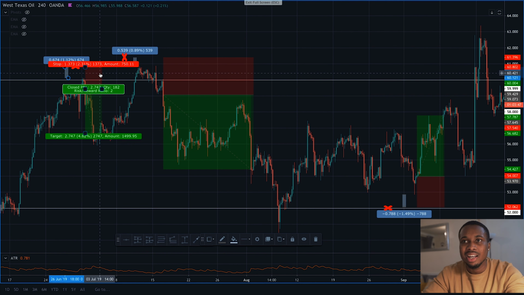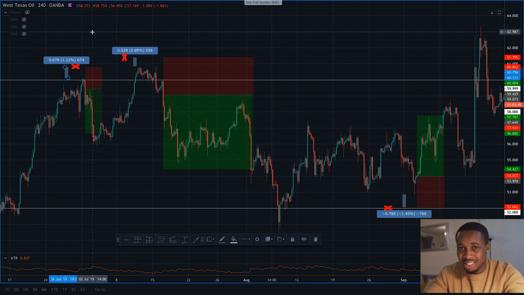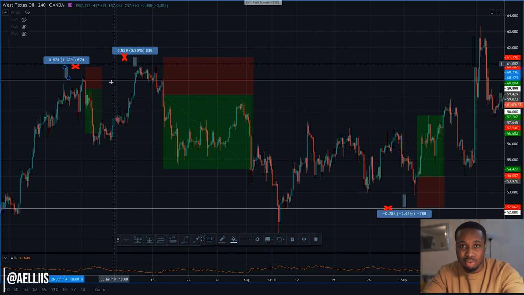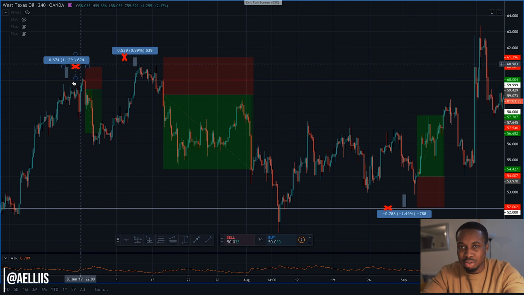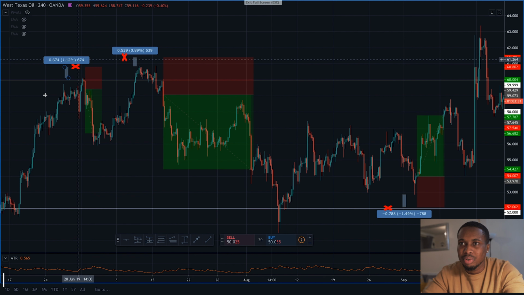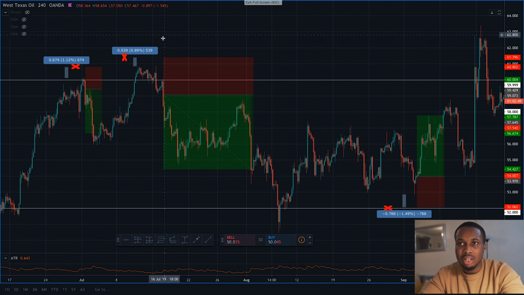My stop is that many pips above the previous highs, and every trade that I take, I'm going to aim for at least a 2-to-1 profit to risk reward. You can see it even helps you calculate your reward in comparison to risk. So obviously this tool on TradingView, the position tool, is super useful. Based on your stop loss, it helps you calculate a decent 2-to-1, which is also capturing a decent amount of the move. Now let's move on to the other one.